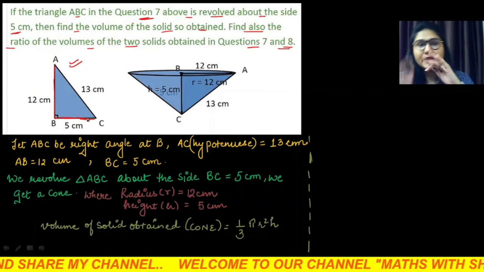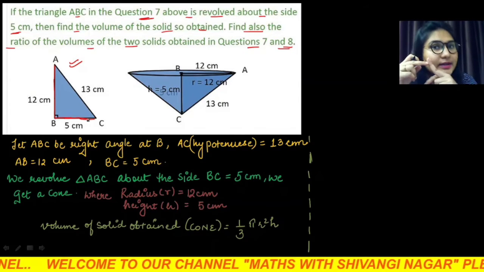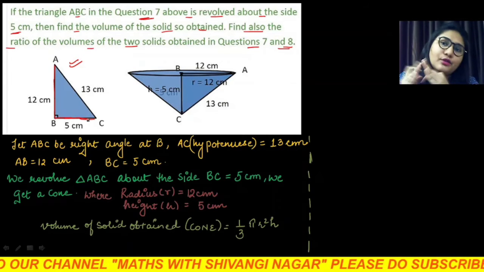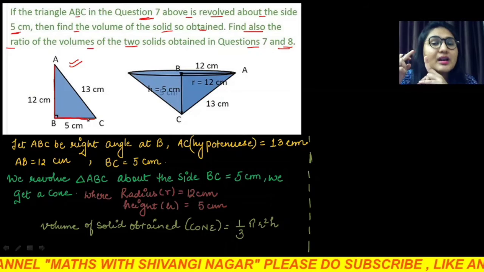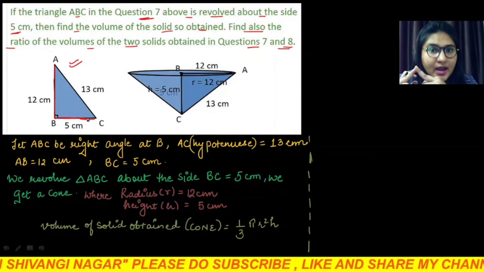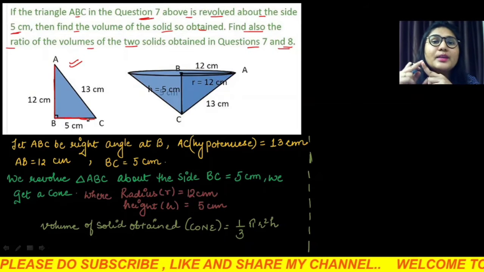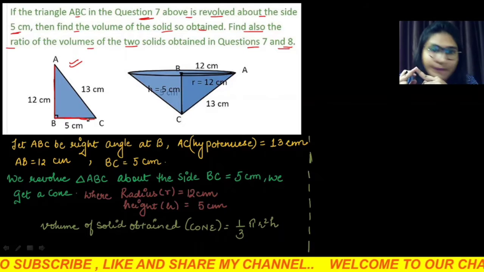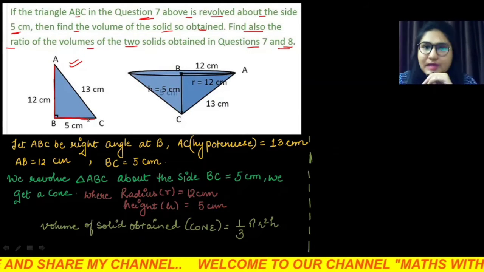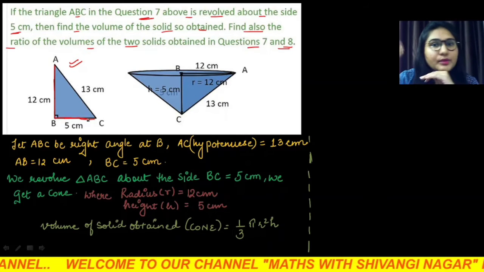Now always remember, in such type of question, when you are given a right angle triangle and you have to revolve it from a side, the side from which you are revolving is always taken as the height. And the other side, which is not the hypotenuse, would be taken as the radius. Clear? The hypotenuse will always remain the slant height.